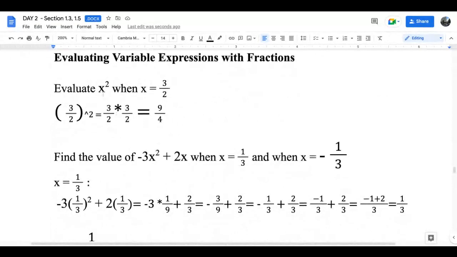So let's see evaluations. We want to evaluate x squared when x equals 3 over 2. In that case, x squared is (3 over 2) squared. So that's just 3 over 2 times itself. What is 3 times 3? 3 squared is 9, 2 squared is 4. So that's 9 over 4.